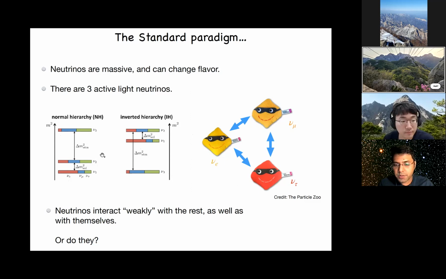What we also know is that neutrinos interact weakly with the rest of the standard model. So they basically interact through the weak interactions, and interact through these interactions with themselves as well as with the rest of the standard model. The question we want to ask is, is that the only interaction that neutrinos have?